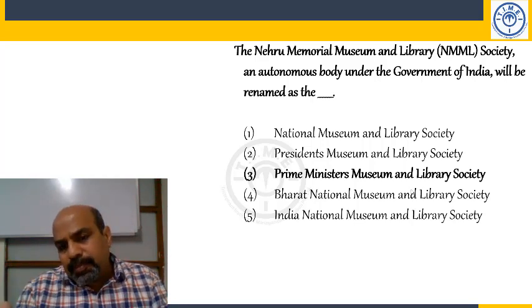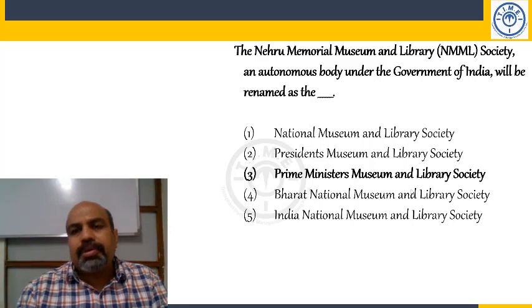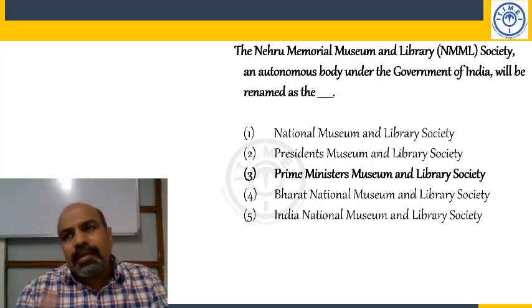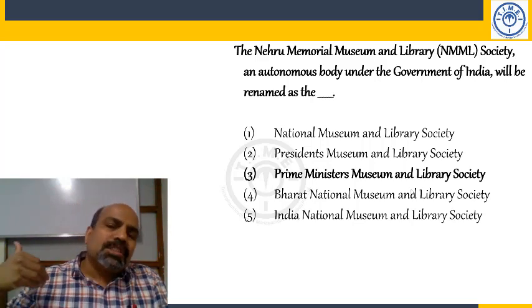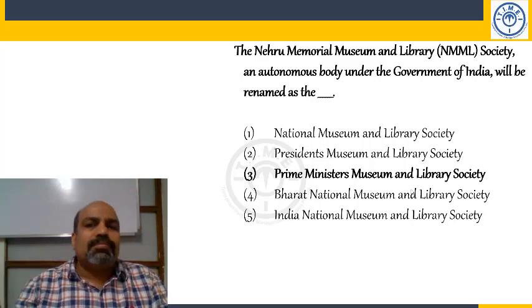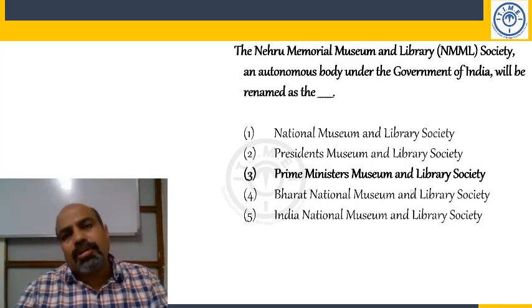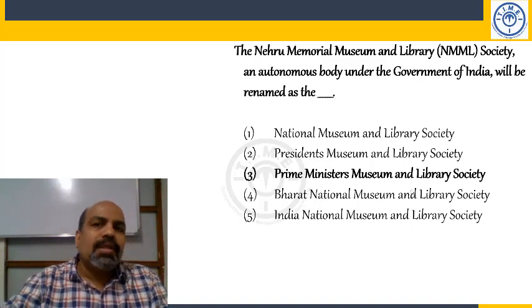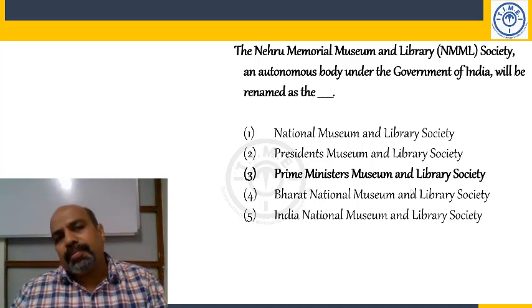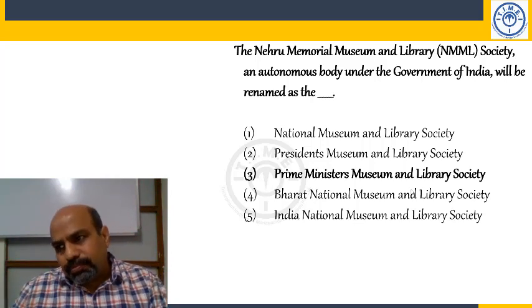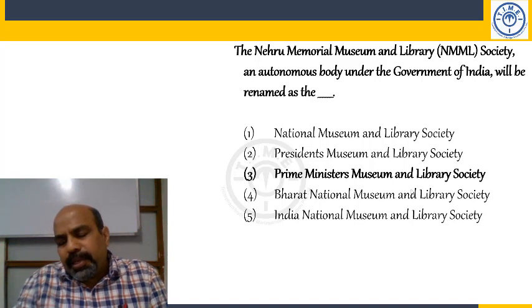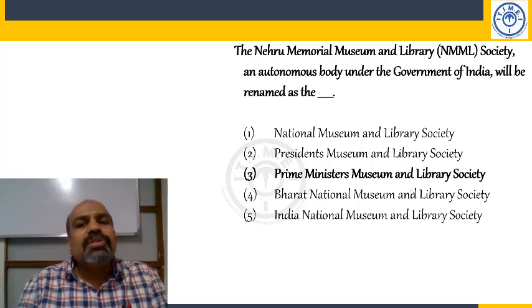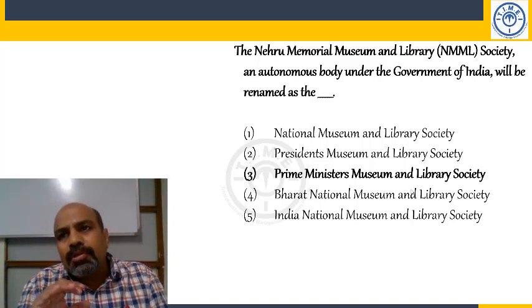But that has since been converted into Nehru Memorial Museum and Library, and the current government says this museum showcases not just Nehru's contributions and his life and times, but also other prime ministers. So it would be fit if we rename the institution Prime Minister's Museum and Library Society. The Congress is up against the government's move to rename it.